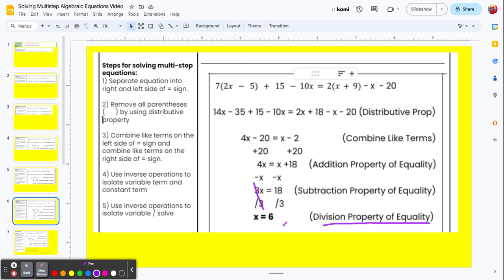So again, thinking of that scale, if I have 120 pounds on both sides of the equation, if I divide both sides by 3, 120 divided by 3 is 40.